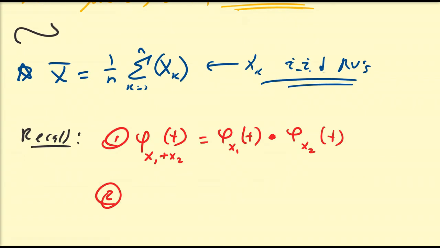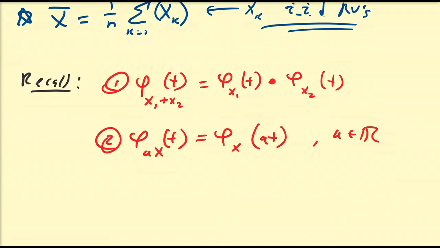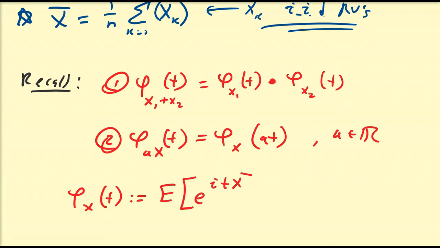And the second is in regards to scalars. The characteristic function for a times the random variable x, at t, is equal to the characteristic function of x evaluated at at, where a is assumed to be some real number. And also remember what the characteristic function for a random variable is. This is defined to be equal to the expected value of e to the itx, where t is a real number and i is the square root of -1.